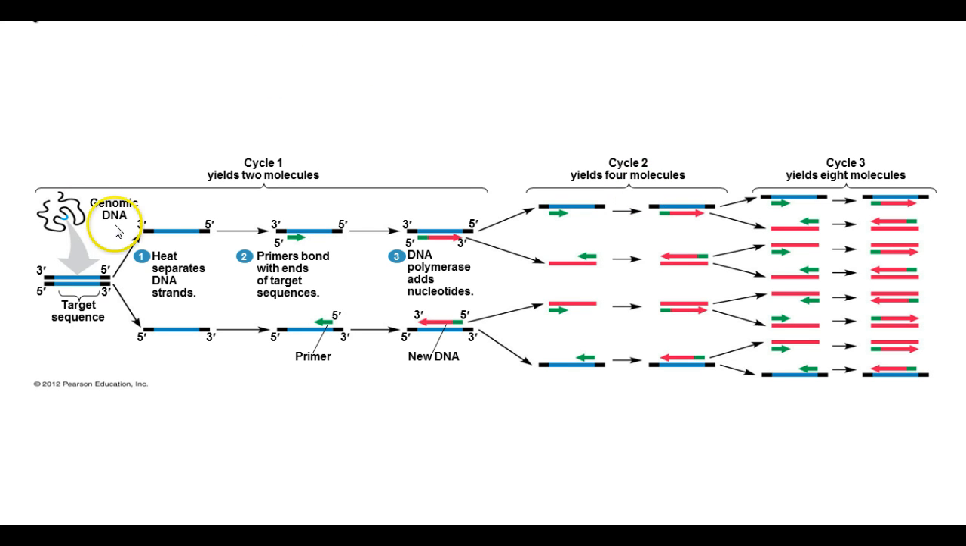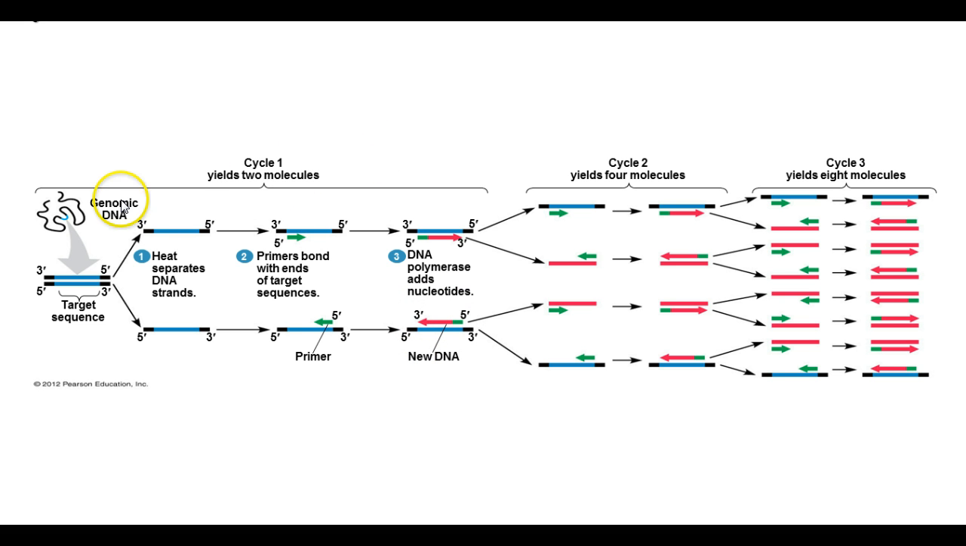So we're going to start here with our original piece of DNA, and we're going to use heat to separate the DNA strands. Remember that the two parts of the double helix are held together by hydrogen bonds, and heat breaks down hydrogen bonds, so that allows the strands to separate. And so we're going to add the primers to our solution, and the primers are going to bond with the ends of the target sequence. So here we have a primer bonded with the 3' end of this strand and also with the 3' end of this strand. And then we're going to add DNA polymerase, the enzyme, and free nucleotides, and DNA polymerase is going to do its job and make a copy there of the DNA.